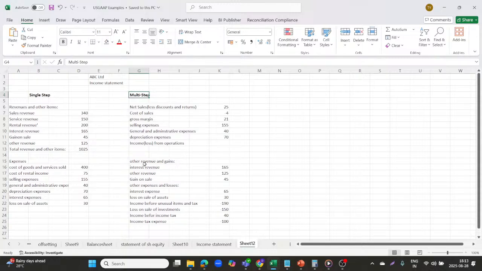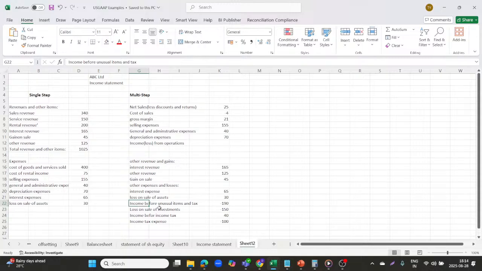Okay, so you see here it starts with net sales, then you have cost of sales, then you have gross margin, selling expenses, and then administrative expenses and all. Okay, and then under revenue, if you talk about interest revenue, other revenue, gain on sale, these are the operating nature revenue. And then non-operating nature revenue, it's like this. Income from unusual items, so it's a combination of your operating and non-operating nature revenues and expenses.